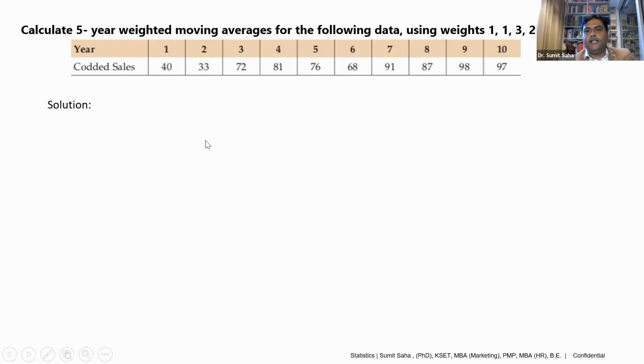Here, in the 5 years moving average, what I have done is I have given you 1 to 10 years of data, and as it is 5 years, I am giving the 5 years weightage also to that problem. That means first year weightage is 1, second year weightage is 1, third year weightage is 3, fourth year weightage is 2, and for the fifth year nothing is told. That means by default 1. It cannot be 0. If it is 0, the value will be 0. So it is by default 1.